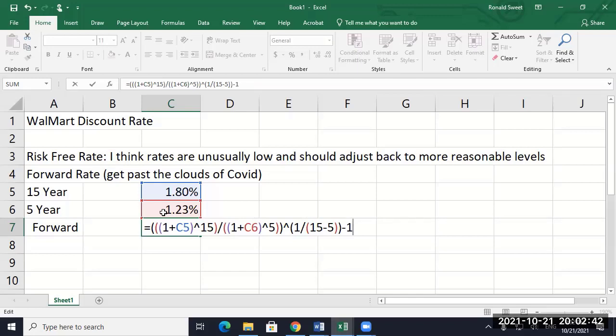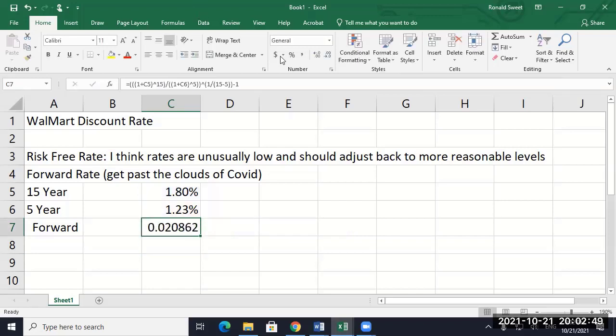That's my other class. Would you bet $1,000 I did it right? How much confidence do you have in it? Does that look reasonable? It has to be higher than 1.8. Right? Because if you're going to invest at 1.23% for 5 years and then something else for 10 years to get 1.8%, then it must be much higher. So 2.09% is going to be my risk-free rate. Boy, that still seems awfully low, but at least it's above inflation. At least I'm getting something there, all right?